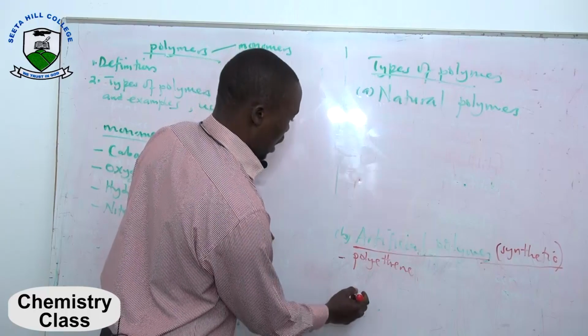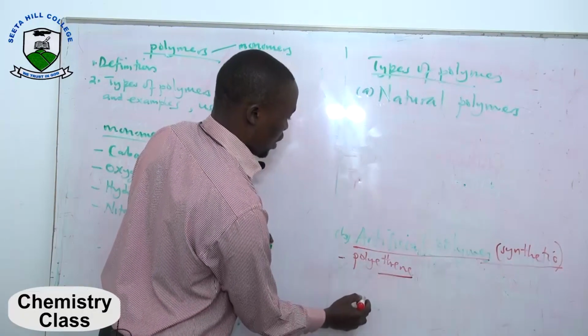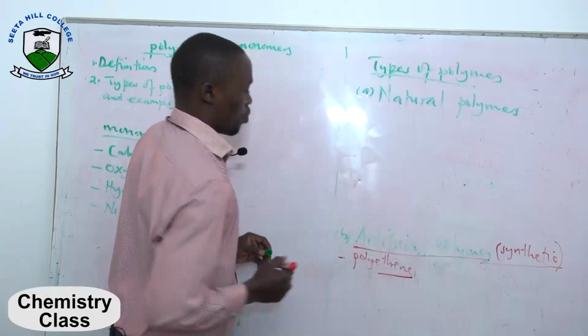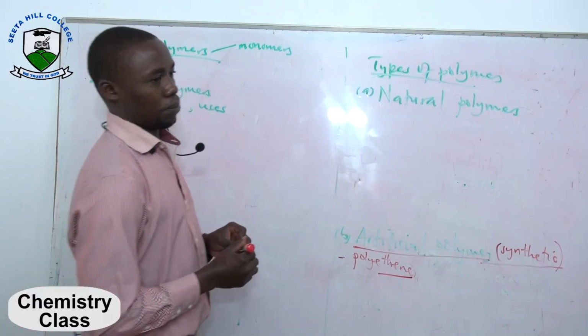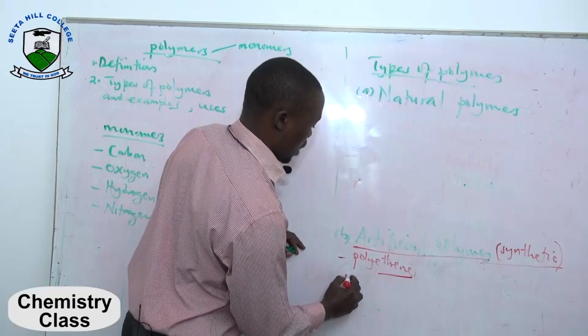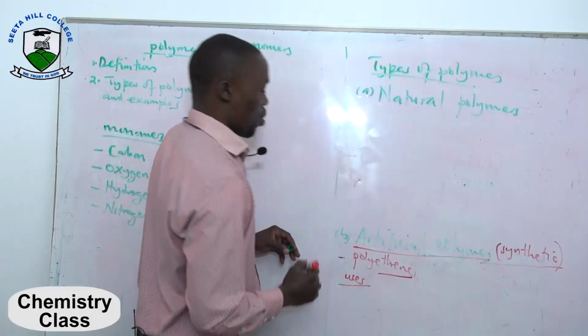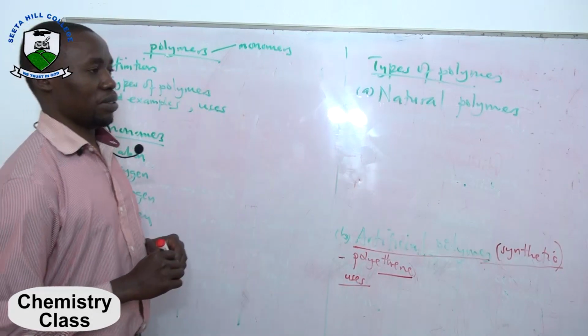Now, we said ethene makes what we call polyethylene. Okay, that's understood. What are the uses of polyethylene?